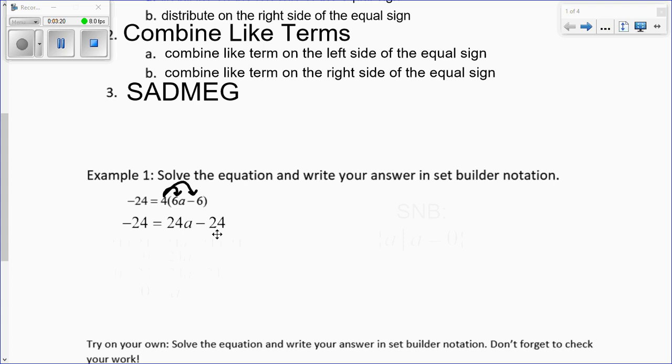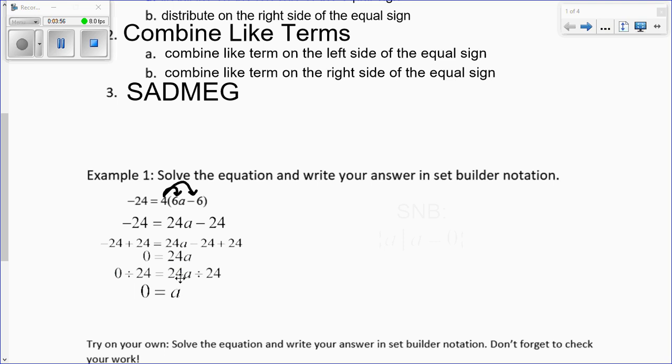So I use SADMAG. I'm going to undo this minus 24 from the a first by adding 24 to both sides. That way these 24s will cancel out, and these actually cancel out as well. That side becomes 0. Oh, I skipped a step. 0. And over here I have 24a. I'm not done because I still need to isolate a. So I go ahead and divide by 24 on both sides. That will get me a single a on this side. And it just turns out that a equals 0. That is my solution. That's my answer.